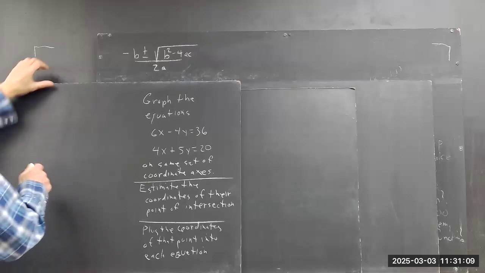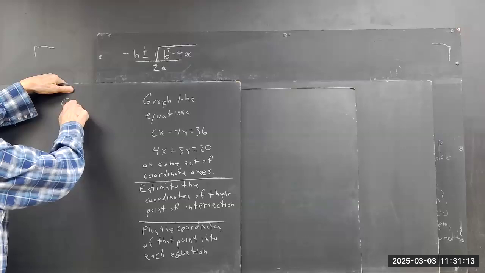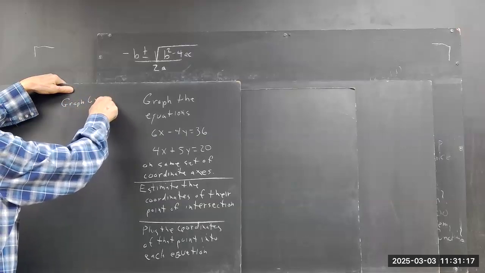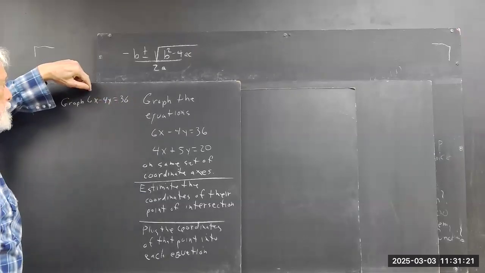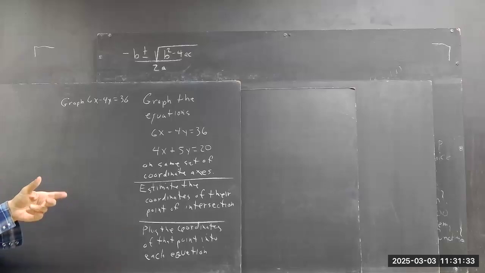All right, so first of all, now a lot of people started graphing this equation by finding the slope and the intercept, okay? That's certainly a valid way to graph an equation, but it's much simpler to find the intercepts.